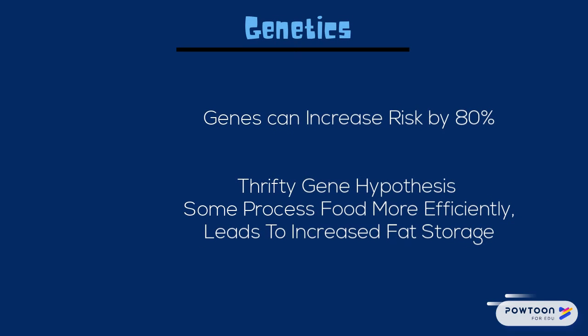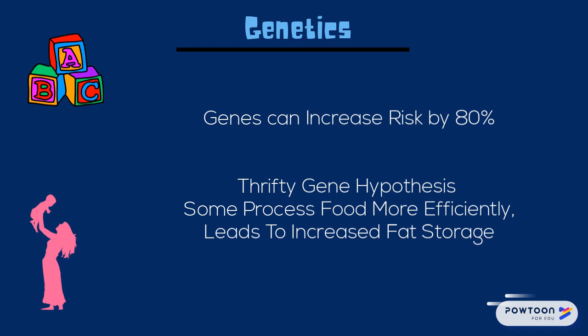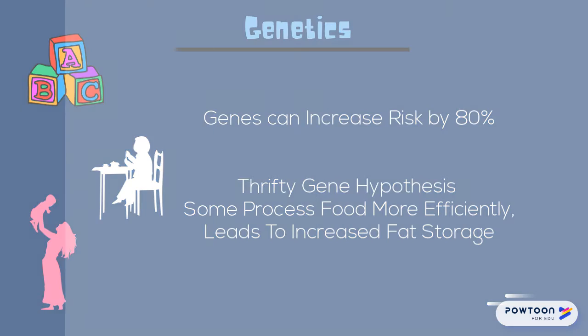A person's genes are able to increase their susceptibility to diabetes by up to 80%. The thrifty gene hypothesis suggests that some people are able to process foods more efficiently than others, which can increase fat storage. Even when diets are equal, some are more likely to gain weight that can lead to obesity, a risk factor for diabetes. B-cell dysfunction is a primary factor in developing type 2 diabetes.